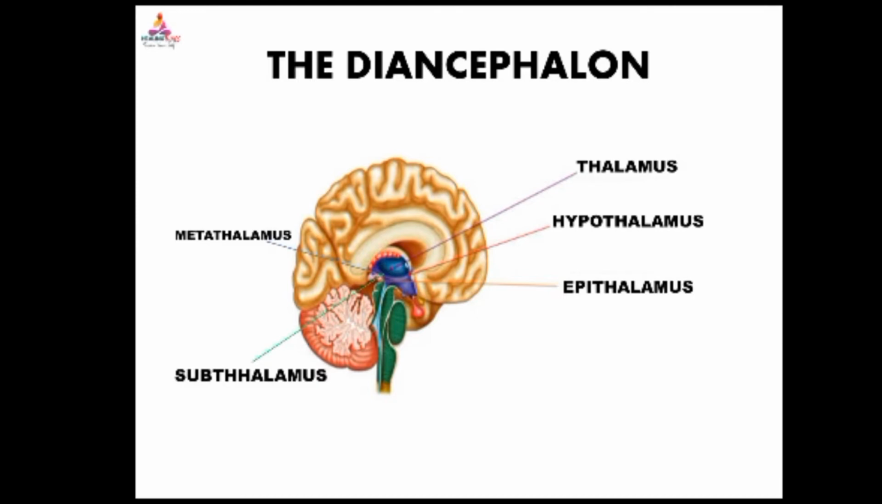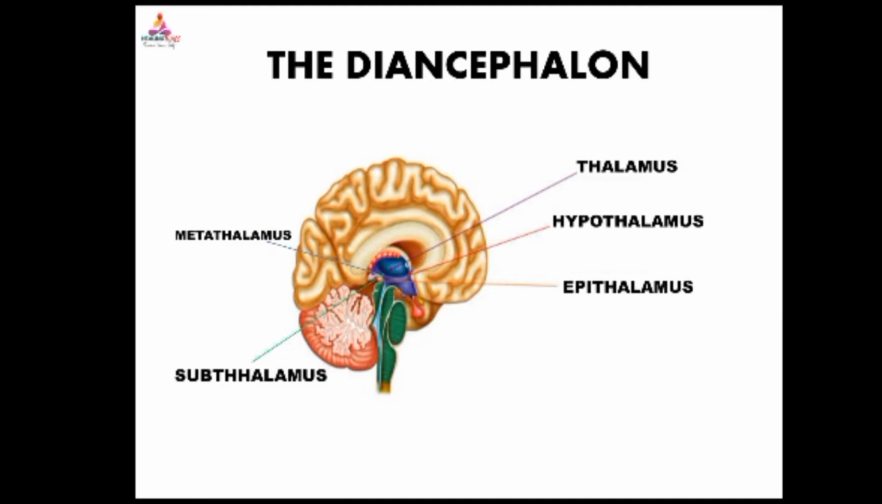Next part is the hypothalamus. The hypothalamus is the most inferior portion of the diencephalon and contains several small nuclei and nerve tracts. The most conspicuous nuclei, called mammillary bodies, appear as a rounded elevation on the base of the brain in the region of the interpeduncular fossa.